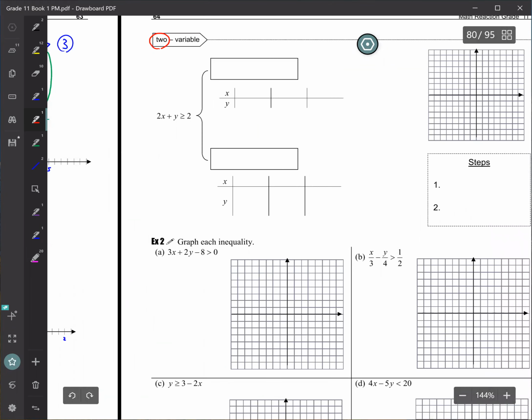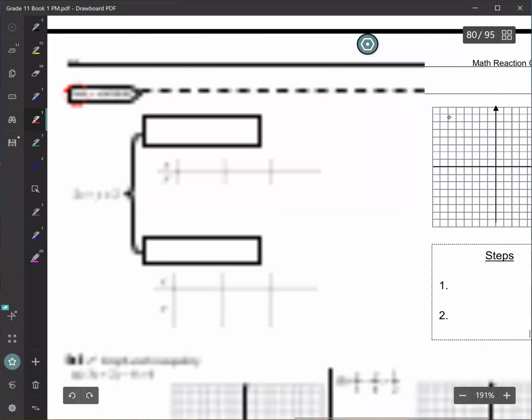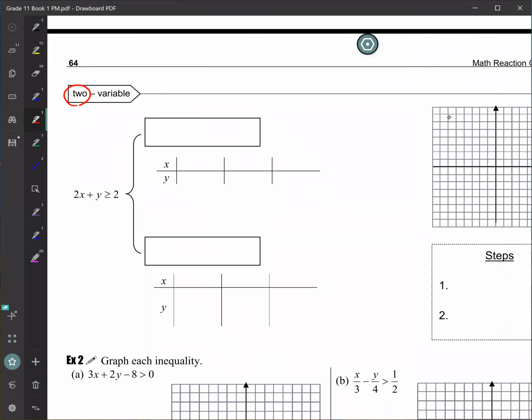So for two variable questions, your answer won't be something like before. It won't be like x less than something. Instead, your answer will just be showing a graph. Showing the graph is your answer. So for the example I'm showing you right now, 2x plus y greater or equal to 2, this one has two variables.